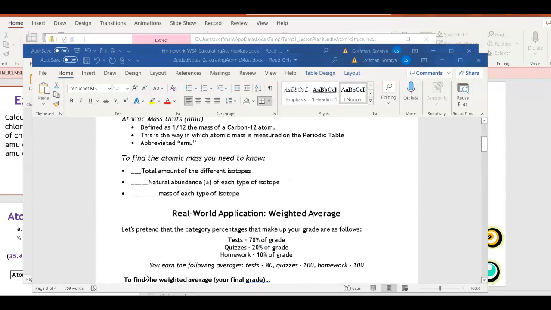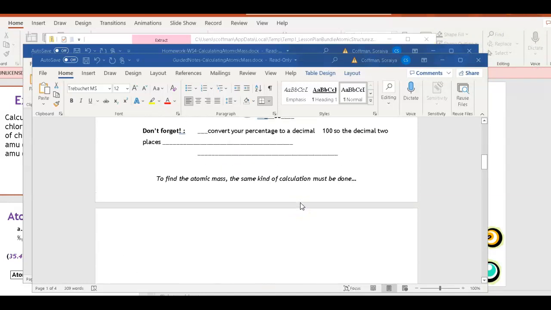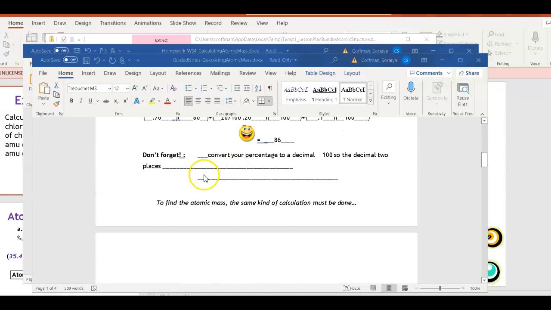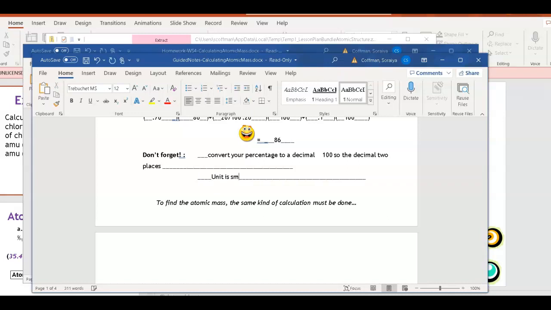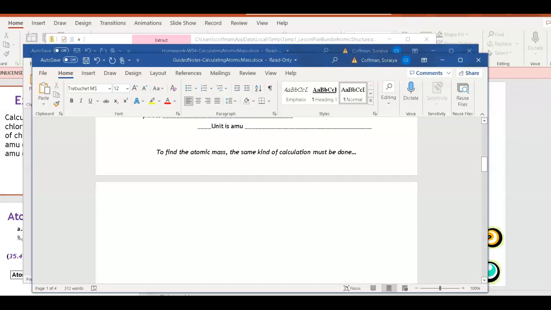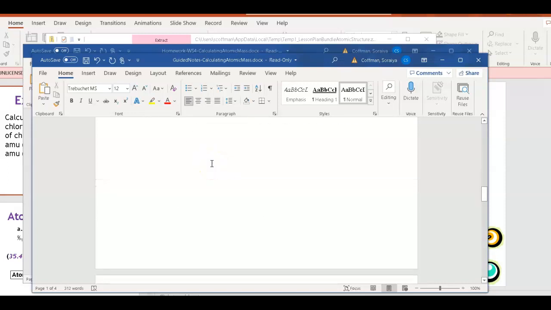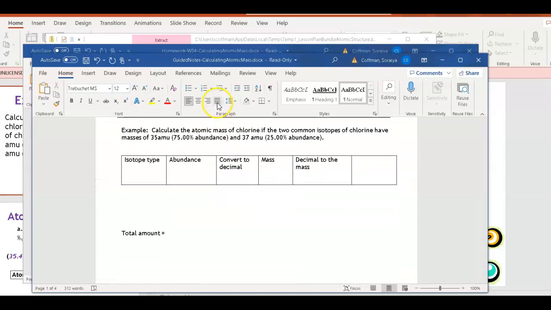Also, remember that the unit is AMU, atomic mass unit. I'm not going to get into what that is, but I'm very particular on units so that you can understand what you are talking about. If you write 13, I don't know what you're talking about. 13 candles, 13 pajamas, all of that.